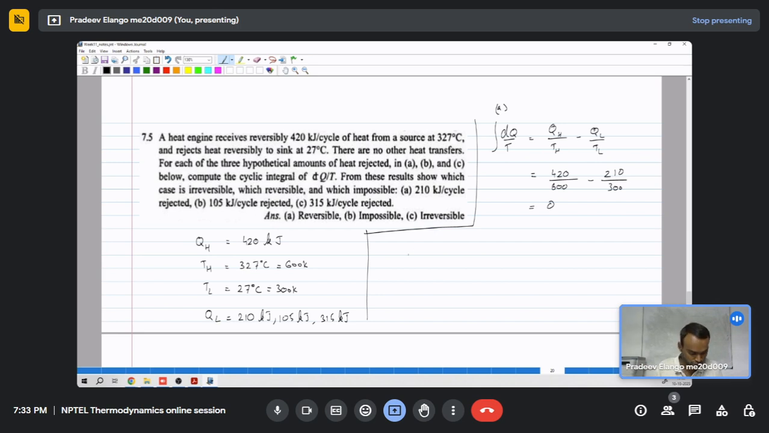For a reversible cycle, we have a heat engine, with the high temperature source at 600 Kelvin and the low temperature reservoir at 300, and some work output is taken. So when the heat input is 420 kilojoules, and the heat rejected to the low temperature reservoir is 210 kilojoules, we find that the entropy generated is 0. So that means this is a reversible process, right?